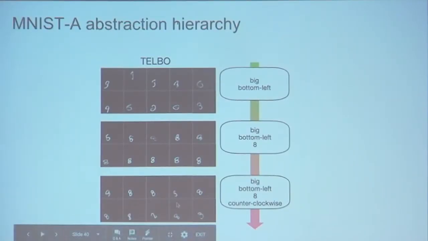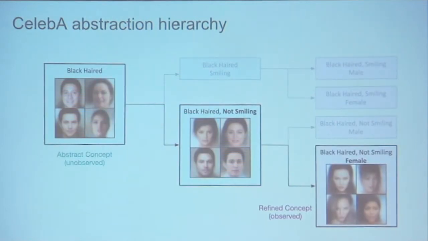And then I say I want them all to be counterclockwise, and they're mostly counterclockwise. So it's sort of responding in the way that we want it to respond, right? It's a controllable generation process. And then we can do it on faces.